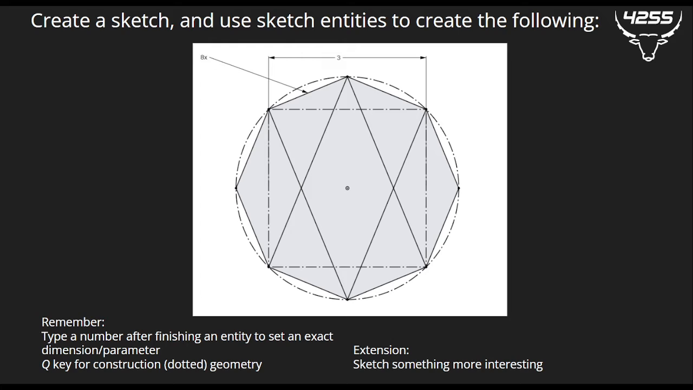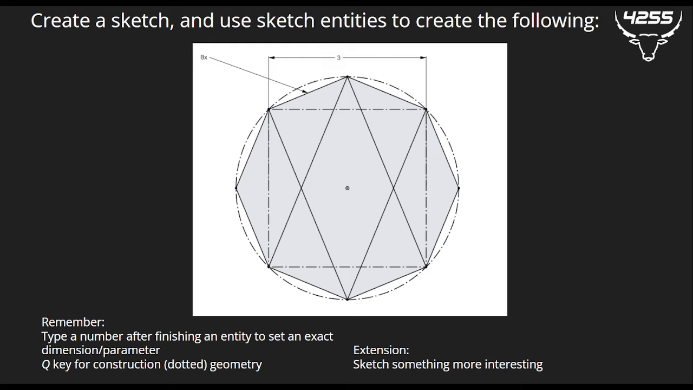A few things before you start, though. Remember that if you just type a number after you create an entity, that'll give it a dimension. Remember that you can hold Alt while creating a rectangle to make it a square, and remember that you use the Q key for construction geometry. So yeah, there's a few different features on top of each other here. Try and figure out which shapes are lines, which ones are polygons, which ones are squares, which ones are construction, and which ones aren't. So go ahead and pause now. I'll be back in like 5 seconds.